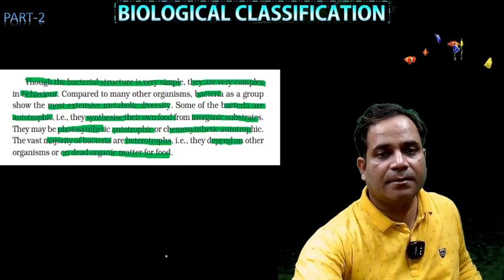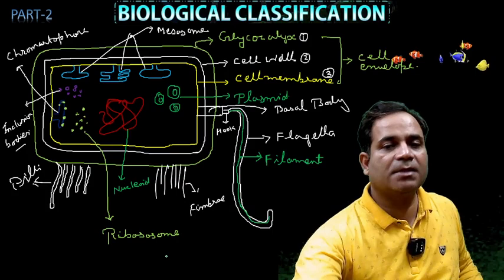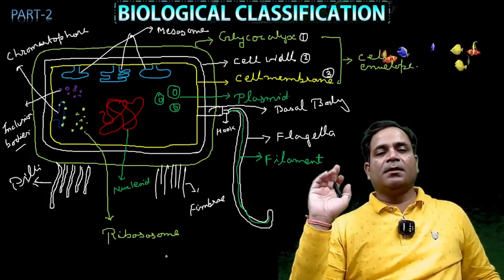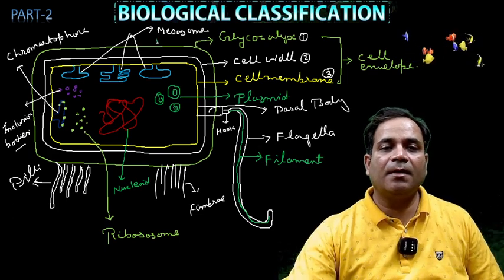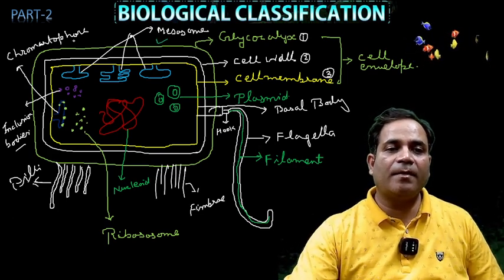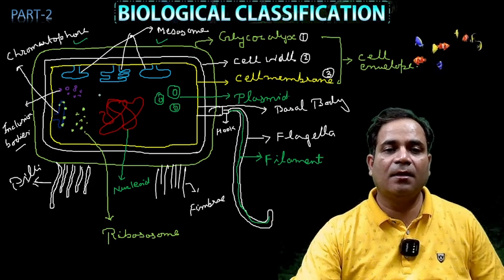This one is the diagram. To tell you, this one is the diagram. Clear? See, here the mesosome term is clear. Mesosome term is clear. Chromatophore is clear. Okay.